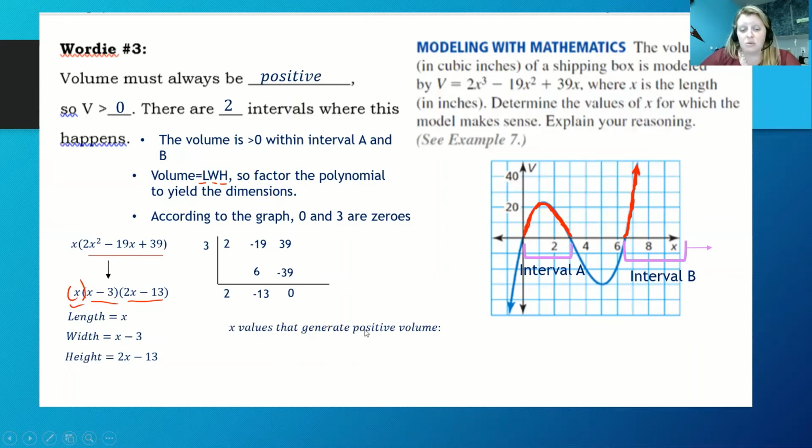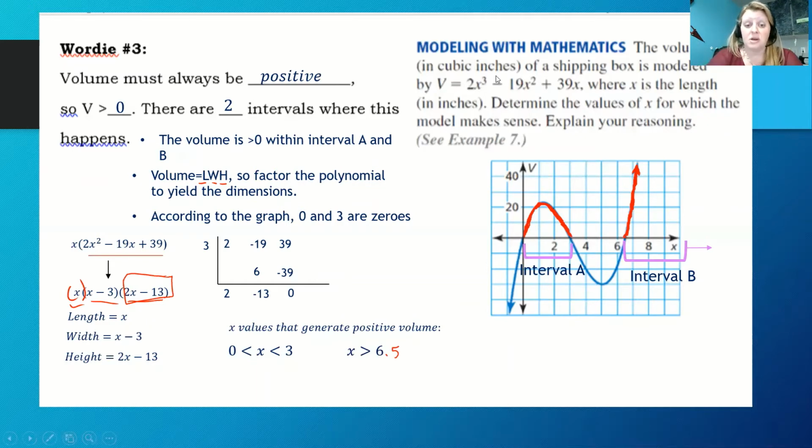So the x values of these intervals would be 0, 3, and not 6, 6.5. If we set this equal to 0, we get our last x-intercept, which is 6.5. So any x values between 0 and 3 have positive y values, which means positive volume. Any x values after 6.5 also have positive y values. So those are the intervals where you get a positive volume.